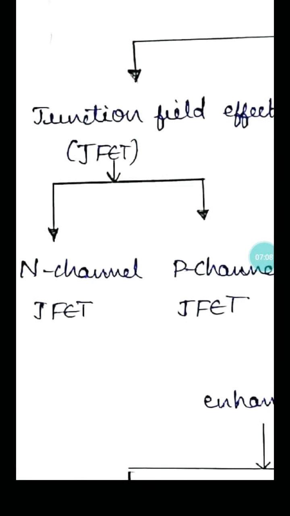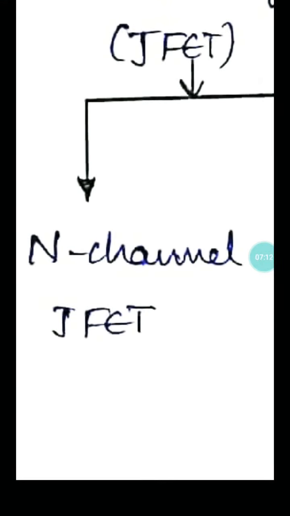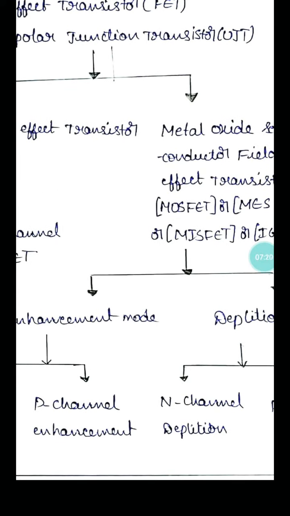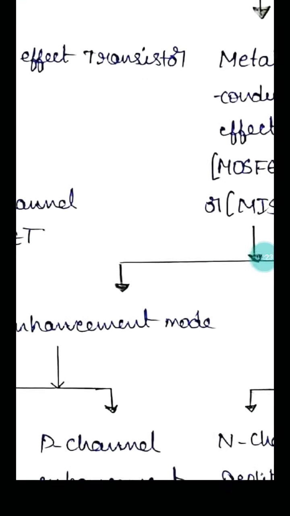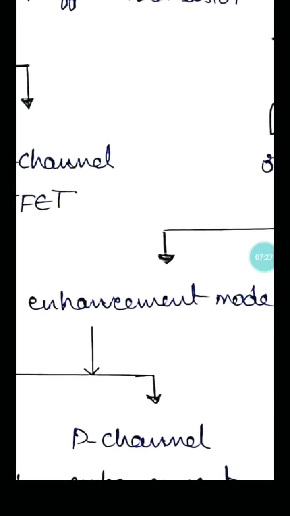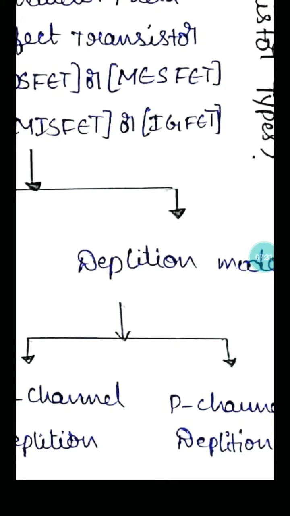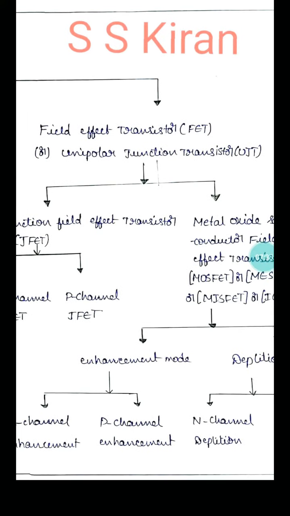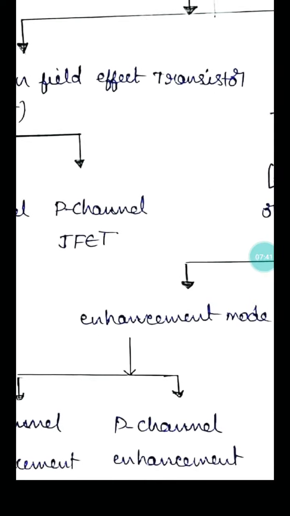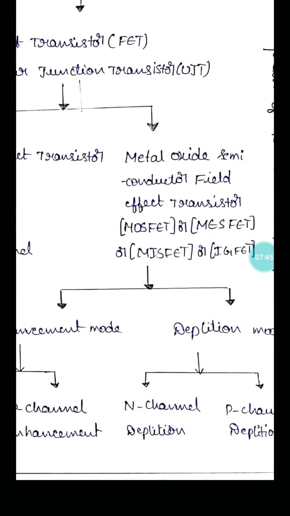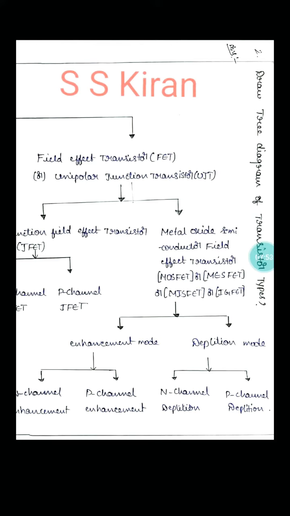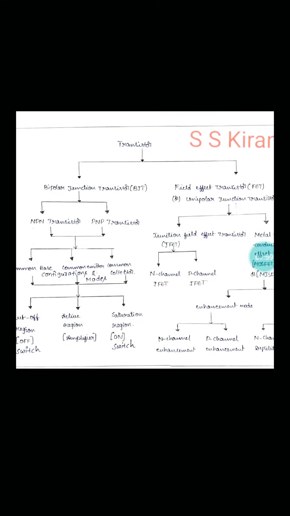Again, JFET is classified into two categories: N-channel JFET and P-channel JFET. Coming to MOSFET, it operates in two modes: enhancement mode MOSFET and depletion mode MOSFET. The enhancement mode is categorized into two types: N-channel enhancement MOSFET and P-channel enhancement MOSFET. Same for depletion: N-channel depletion and P-channel depletion. This question is exclusively for the tree diagram of transistor types. You can draw like this and you will get good marks in an examination.